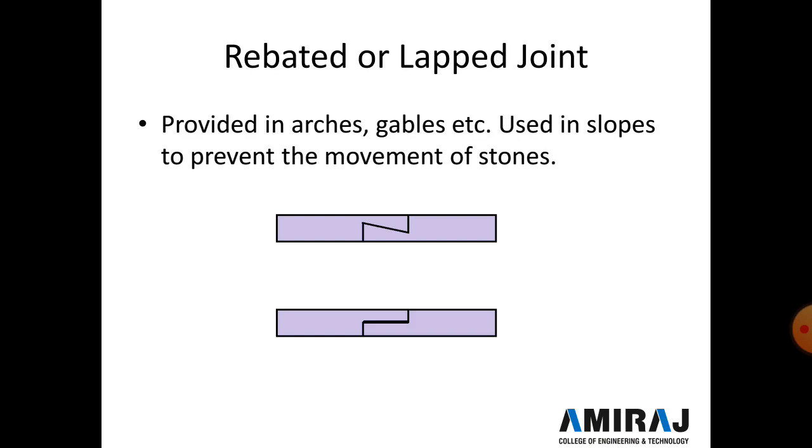Second type of the joint is a lap joint or rebated joint. So here the name indicates lap joint. It is provided in arches or gables and used on a slope to prevent the movement of the stone. So in a lap joint both the stones are lapped with each other, in a simple straight shape or in a diagonal shape. So two types of lap joint are provided. See in the figure number 1 and 2, figure number 1 shows the diagonal shape lap joint and figure number 2 shows the straight lap joint.